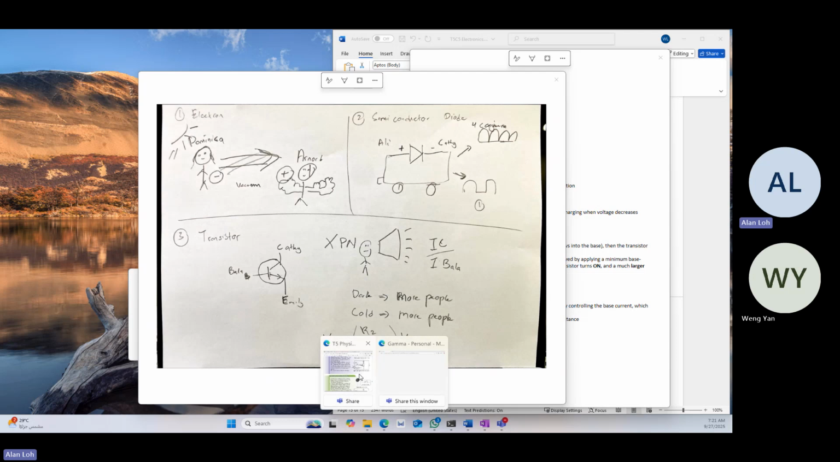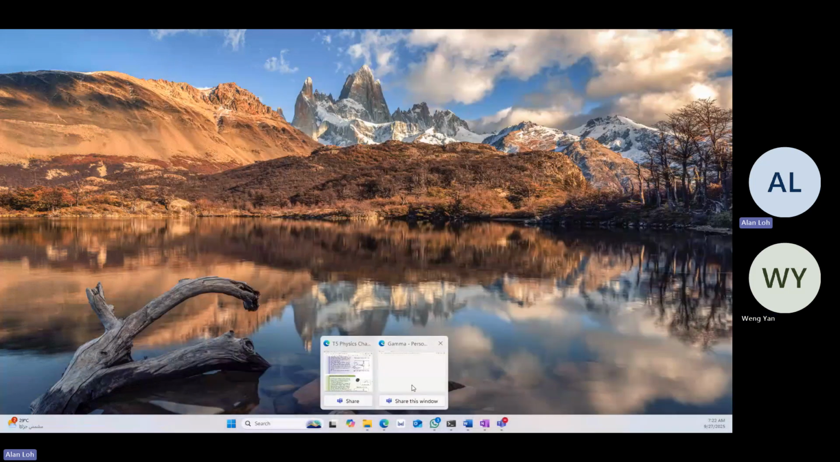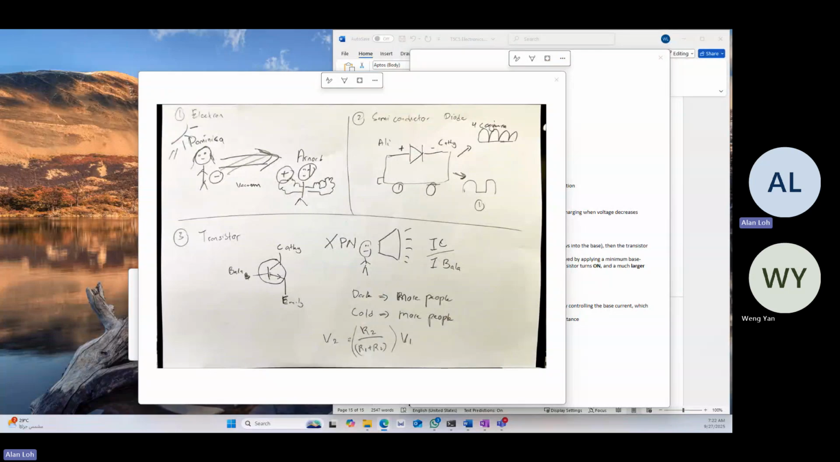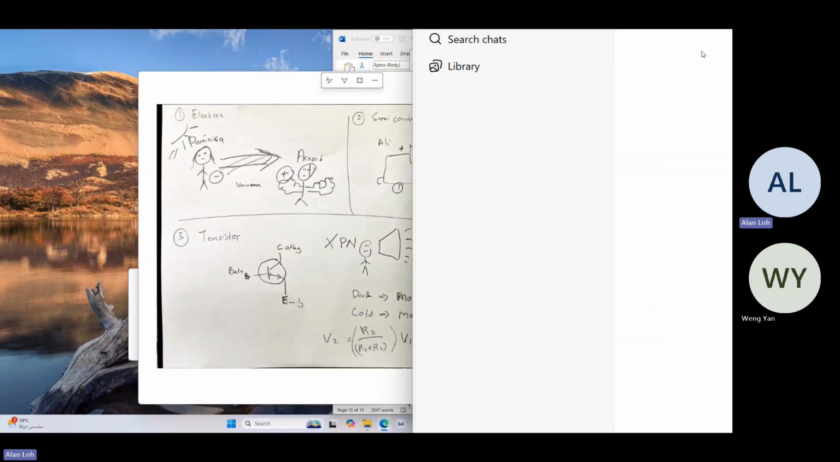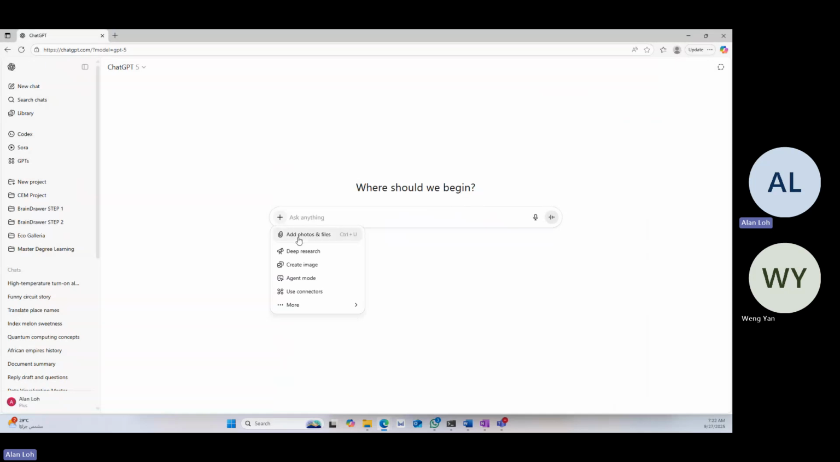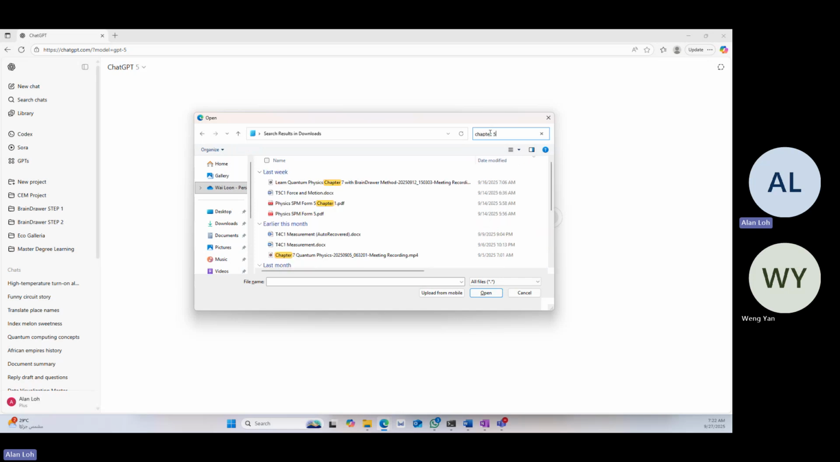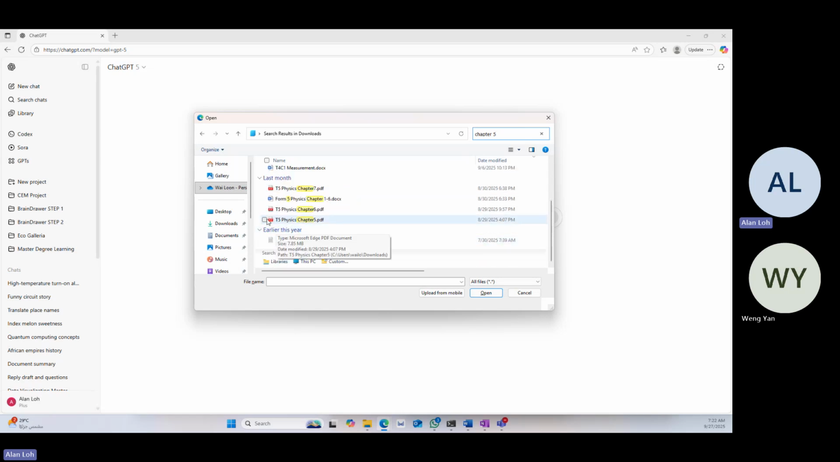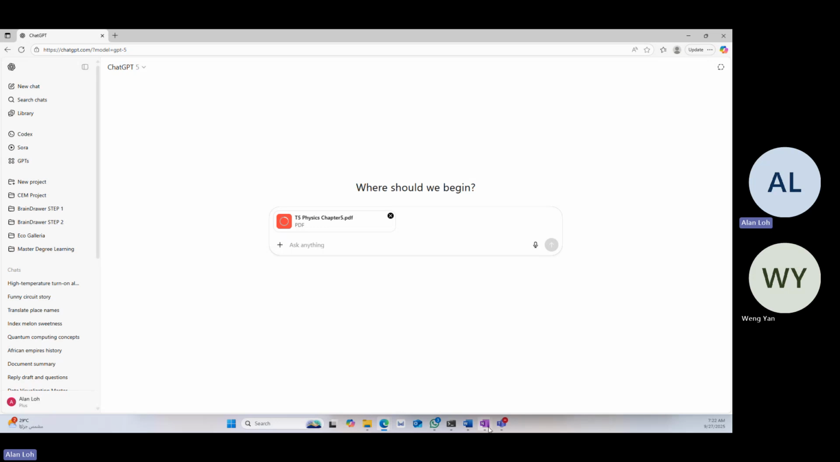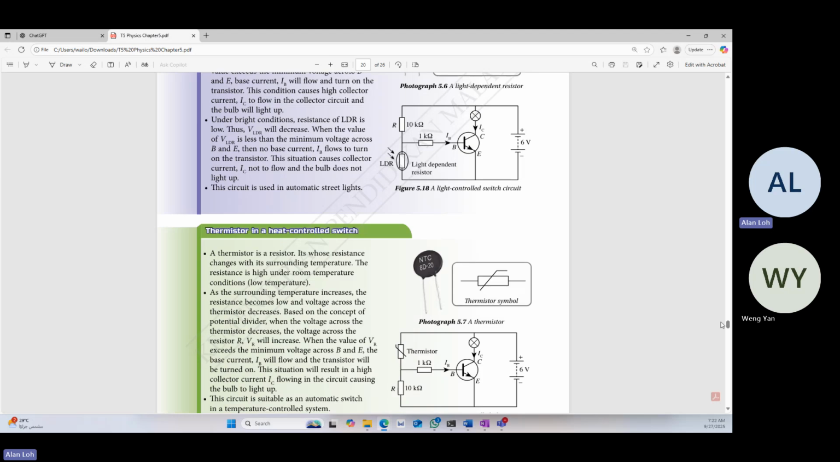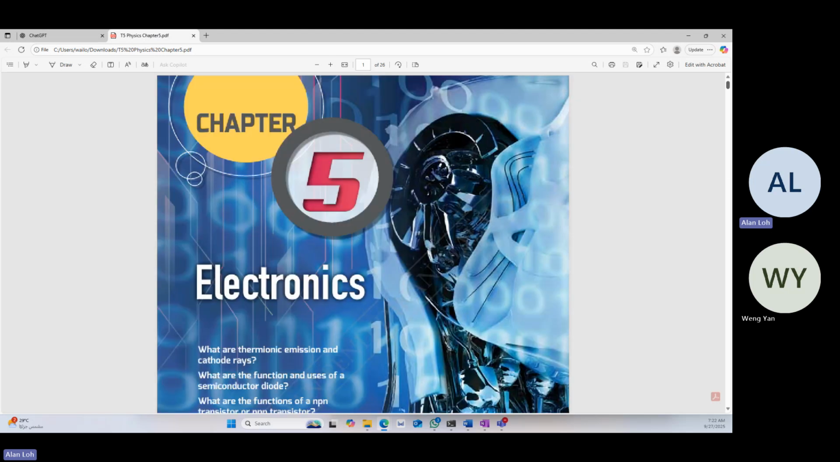So let's do the quiz, the third one, the last, the MCQ. Let me get the chapter. Let me see, where is it? Chapter 5. Physics chapter 5. Okay, while it is loading, let's open chapter 5 and have a quick look at this chapter.